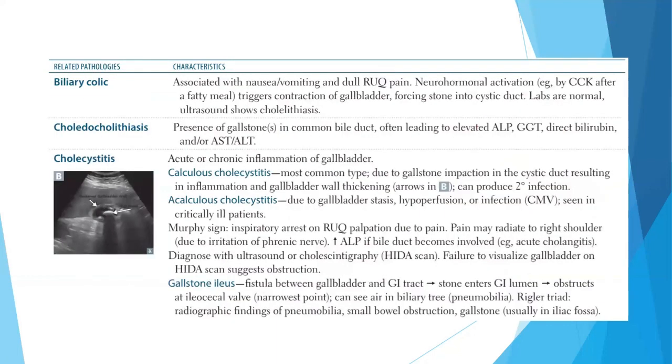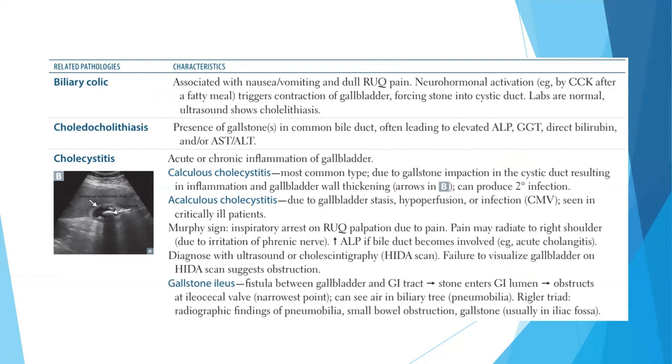Now let's talk about some related pathologies of the gallbladder, like biliary colic, choledocholithiasis, and cholecystitis. Associated with nausea, vomiting, and dull right upper quadrant pain is biliary colic. The neurohormonal activation, for example the cholecystokinin after a fatty meal, triggers the contraction of the gallbladder, forcing stone into the cystic duct. Labs are normal and ultrasound shows cholelithiasis.